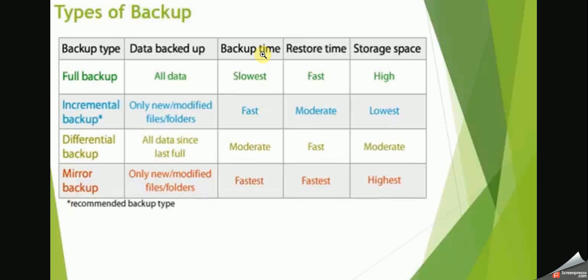Should we be doing a full backup of every bit of our data? Should we be doing incremental backups, which is just our new files? Differential backups, which is just all data since our last full backup? Or a mirror backup, which is basically only new or modified files or folders? Which one do we do? As a company, we need to make that decision.